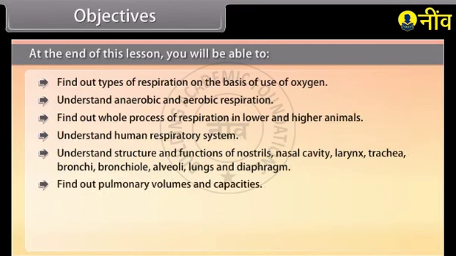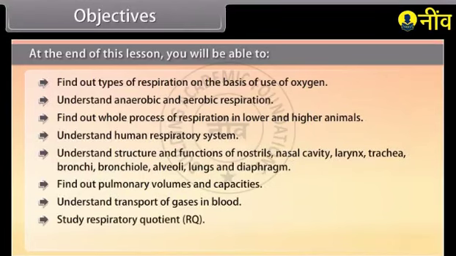Find out pulmonary volumes and capacities. Understand transport of gases in blood. Study respiratory quotient, RQ. Understand ill effects of smoking.